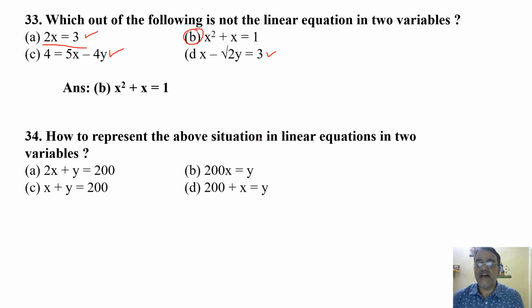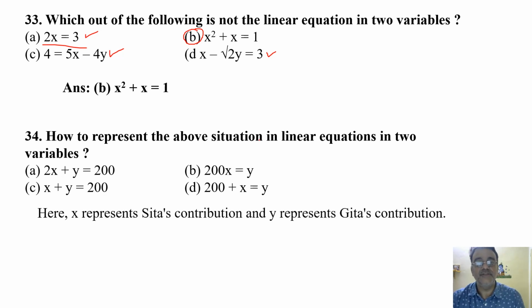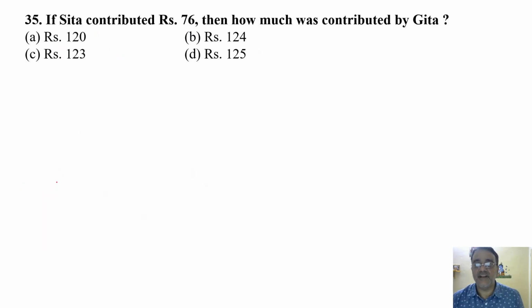How to represent the above situation as a linear equation in two variables? Suppose Sita's contribution is X and Geeta's contribution is Y. So the total contribution is 200. So X plus Y is equal to 200. And the correct option is C. Option C. Right. So now we are moving toward the next question, the 35th question.